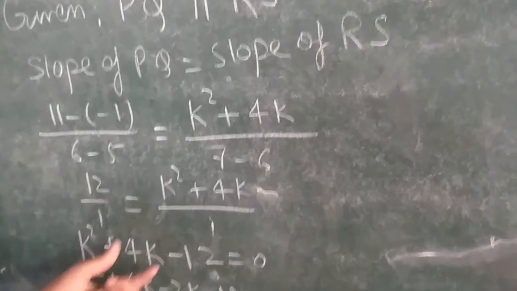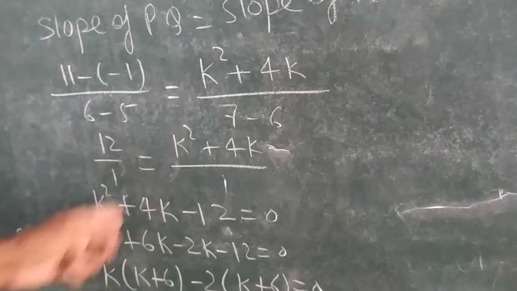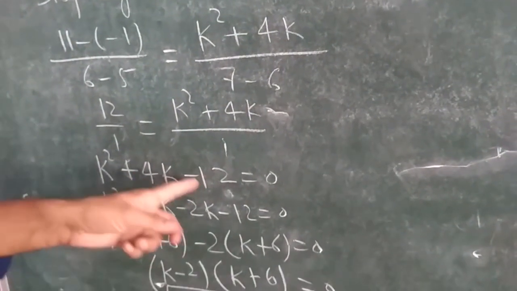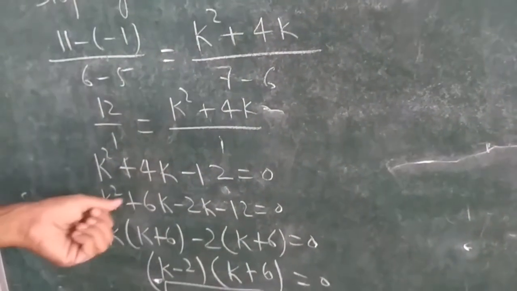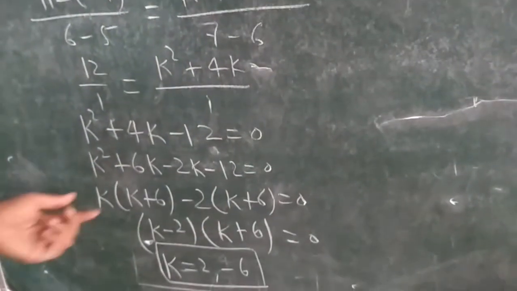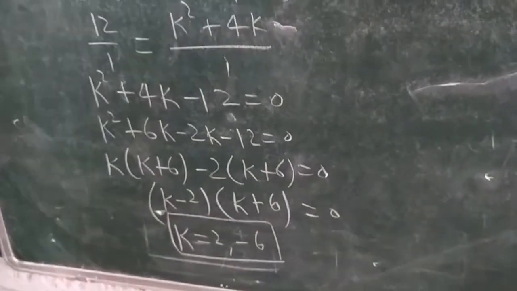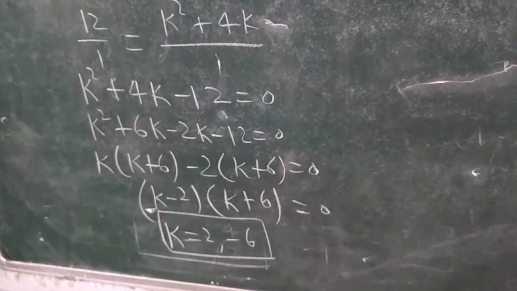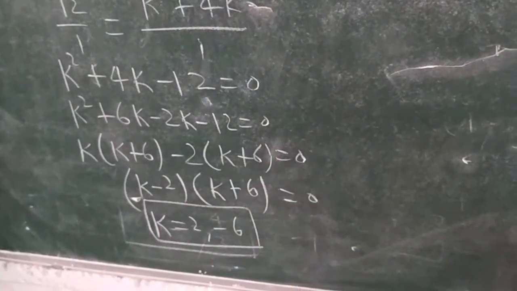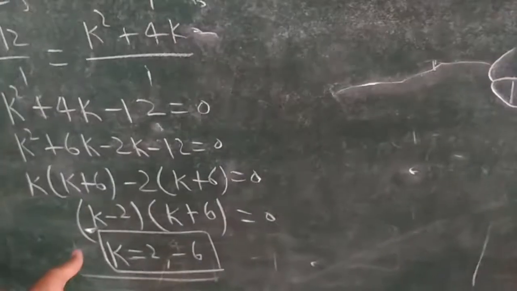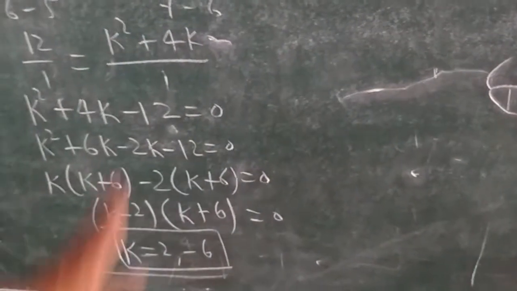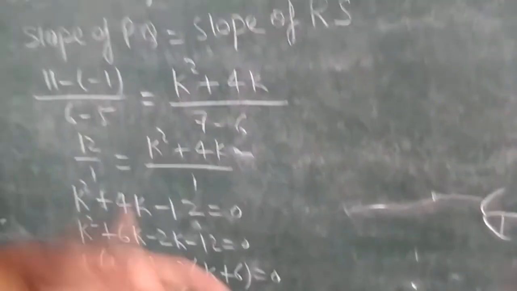Therefore k square plus 4k minus 12 equal to 0, on cross multiplying. Now you have to factorize. k square plus 6k minus 2k minus 12 equal to 0. k is common, k plus 6 is common: k plus 6 times k minus 2. So we get the two values of k, which are 2 and minus 6. These are the two values of k. In this way, you have to complete the third part, and the other remaining two parts you have to complete yourself.